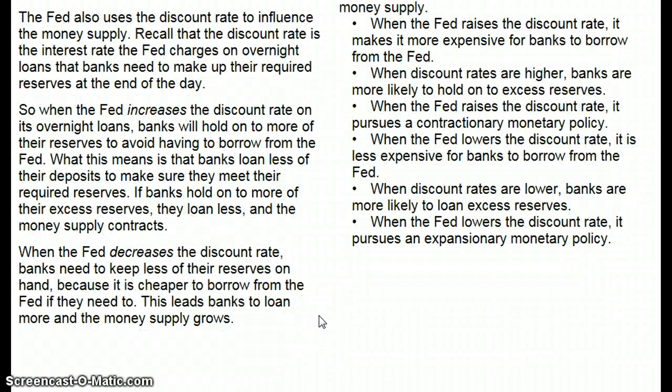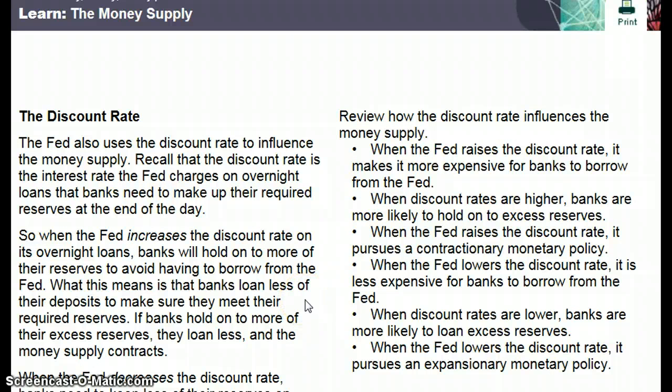When the Fed decreases the discount rate, banks need to keep less of their reserves on hand because it is cheaper to borrow from the Fed if they need to. This leads banks to loan more and the money supply grows. Review how the discount rate influences money supply.